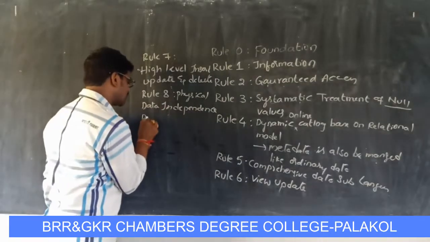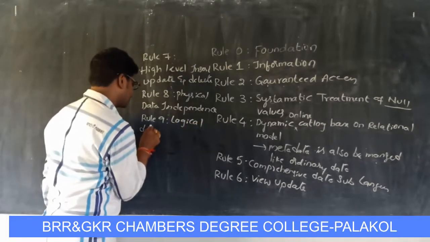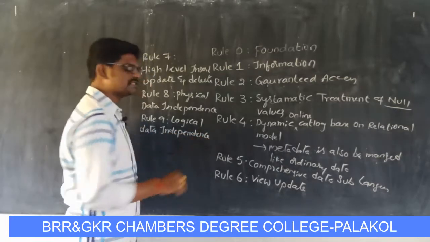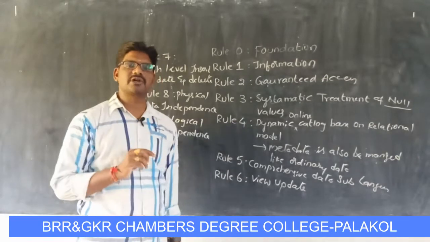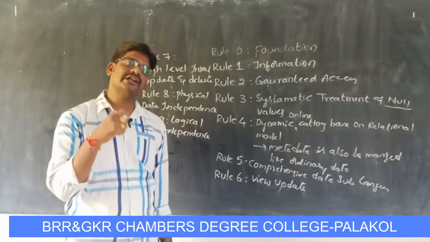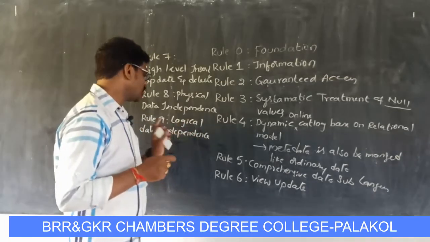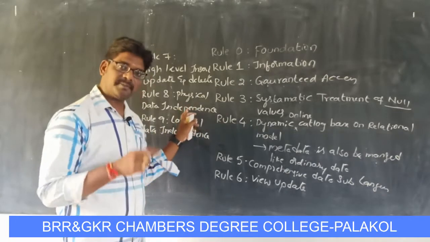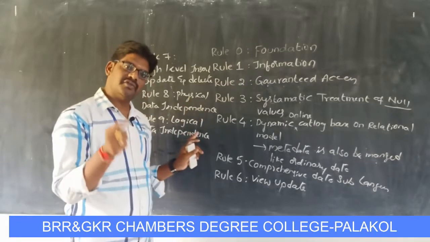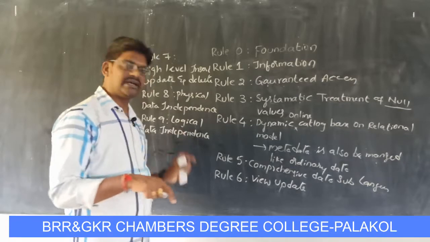Okay, and next one is logical data independence. What is logical data independence? Application programs are unaffected when we change the table structure. If you change the table structure, it does not affect the application programs. That is called logical data independence. If you change the storage structure, it does not affect the application programs; that is called physical independence. If you change the table structure, it does not affect the application programs; that is called logical data independence.